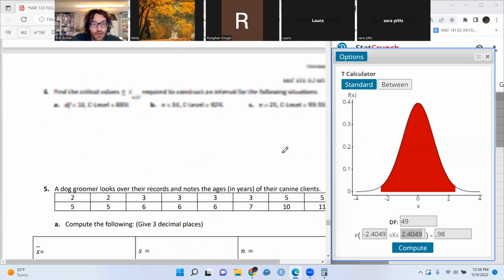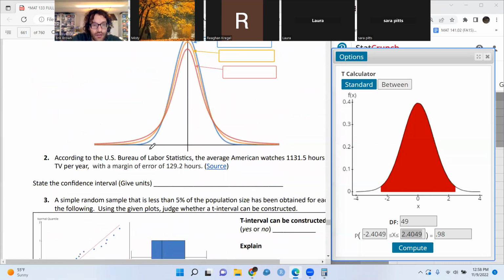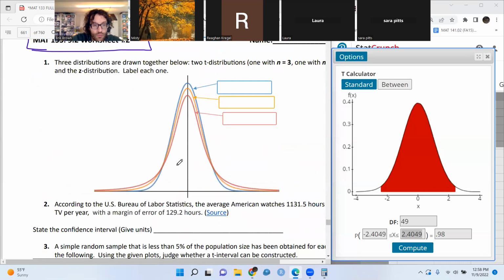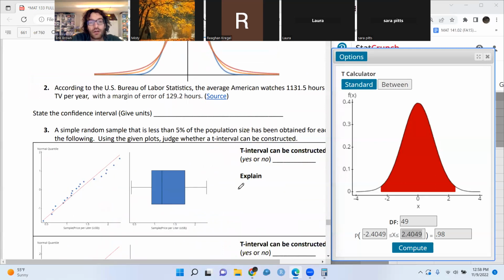Some of these problems are decent problems, numbers 1 and 3, but they're not how you're going to be asked these questions on the exam. So I don't know.